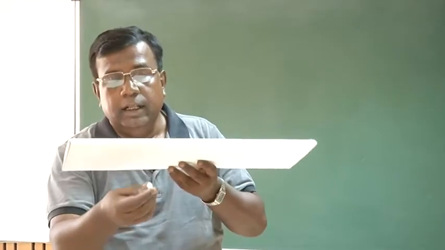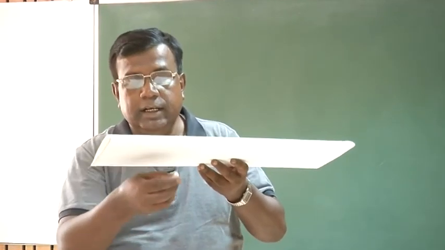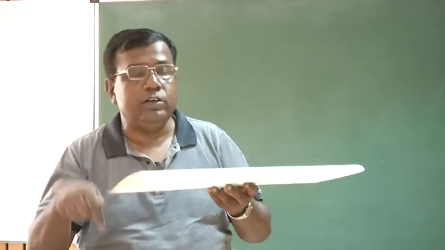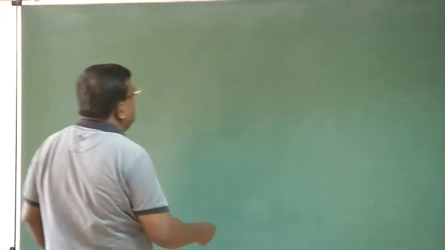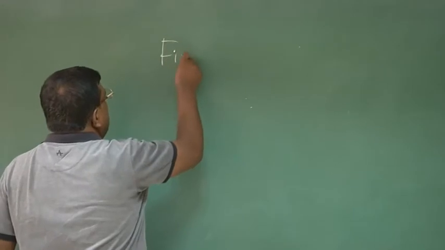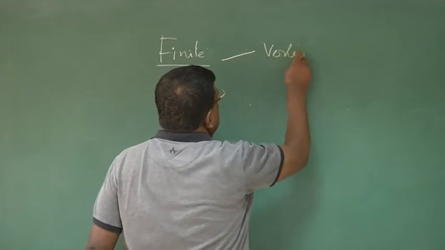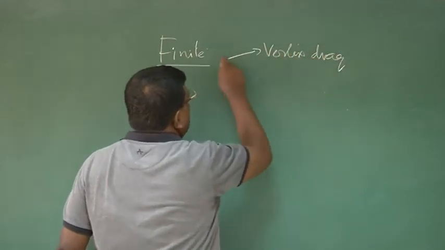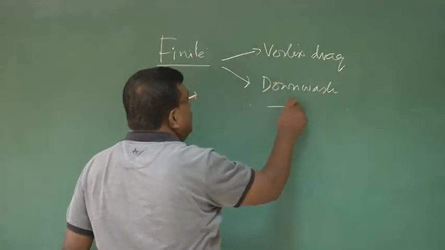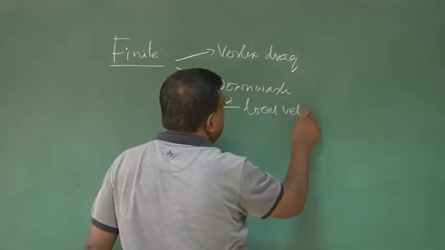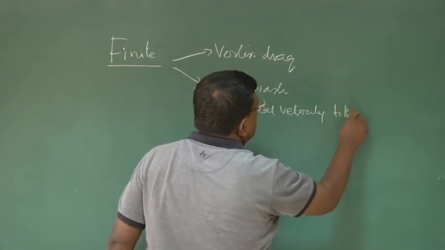The meaning thereby, if this is the free stream velocity, as it comes close to the aircraft, its velocity vector gets tilted because of the downwash component. So if I try to draw that, for the finite wing, before I draw anything, I should have my thinking clear. One is vortex drag or lift-induced drag. Another component is induced downwash. So the local velocity is tilted, right?